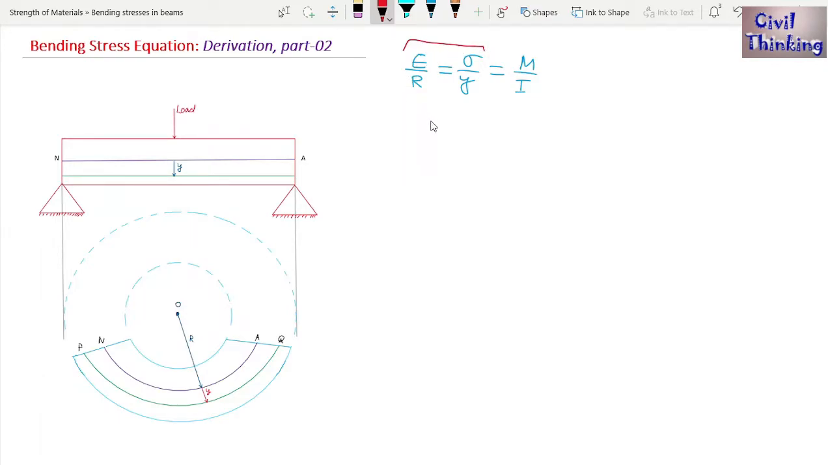Please watch the first class on bending stress equation derivation, part 1. You will know where this came from. Okay, I can explain it.